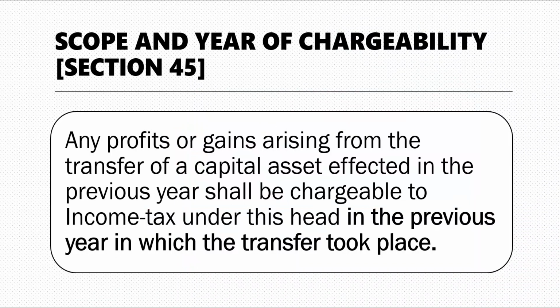Okay, fine. Then scope and year of chargeability. Any profit or gains arising from transfer of a capital asset effected in the previous year shall be chargeable to income tax under the head in the previous year in which the transfer took place. For example, suppose you sell the property this year, so this is the previous year for you. The next year will be the assessment year. So whatever you earn in the previous year, you have to pay tax on that. The previous year that has already gone by for you is the earlier one, where you paid taxes this year, which was the assessment year. Have you followed it?